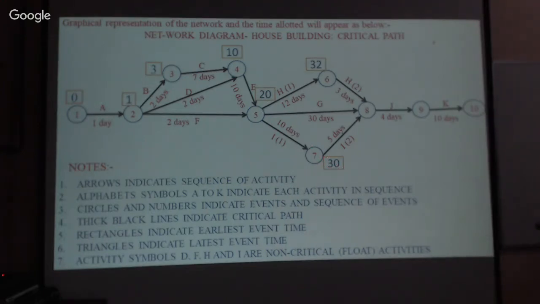Now similarly, if you move ahead, to reach this node, to complete this event, what is the time required? 32 plus 3, isn't it? 33. There is some wrong here. 32. Yeah. There is some error here.